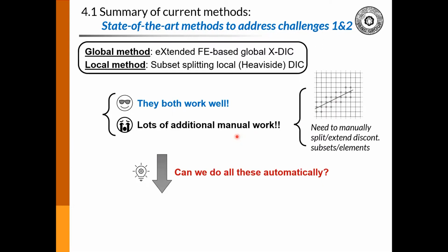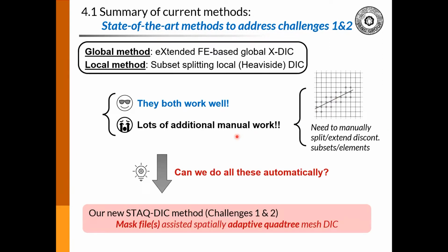So you may know the solution because that's the title for this talk. We have the new method called spatial temporally adaptive quadtree DIC method. We use the image mask files and apply the adaptive quadtree mesh, and we solve this problem automatically. So I will introduce you to the new method today.